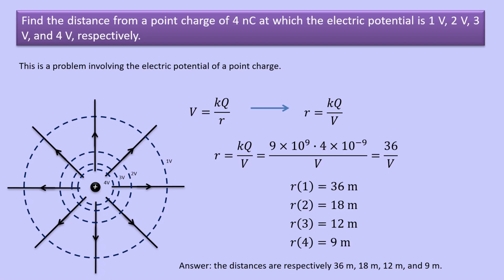So here's what the numbers are screaming at us. First, as the potential goes up, the distance goes down. That makes sense. But look closer. The jump from 1 to 2 volts was a gap of 18 meters, but the jump from 3 to 4 volts, that was only a 3-meter gap. The lines of equal potential are getting squeezed closer and closer together.